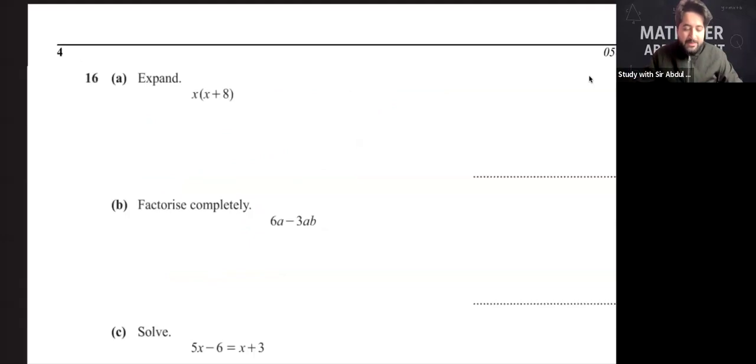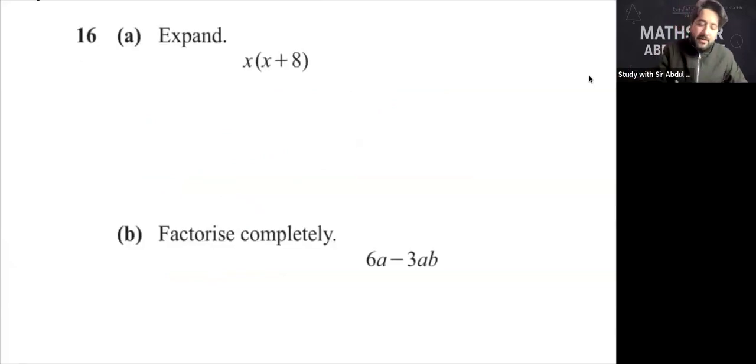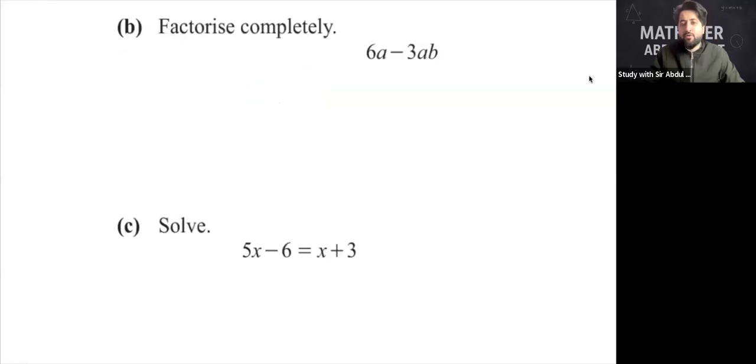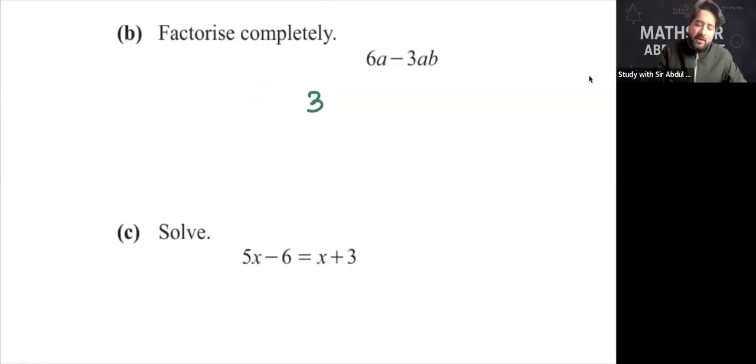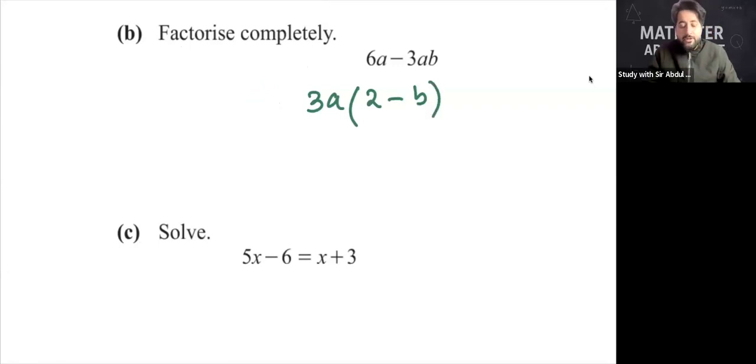Proceeding. It says expand. Okay, I'm doing it. So it's x squared plus 8x, done, dusted, question completed. Factorize. Okay, let's take common. So 3 is common, a is common. So it would be 2 minus b, question done, dusted, finished.